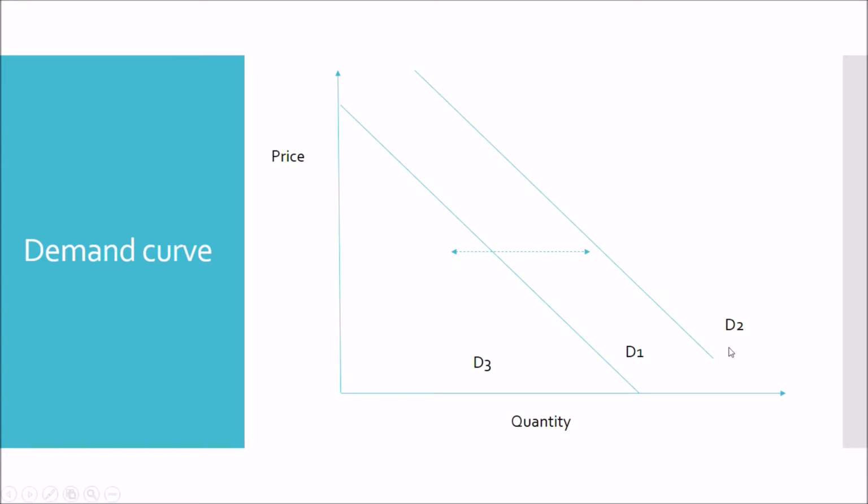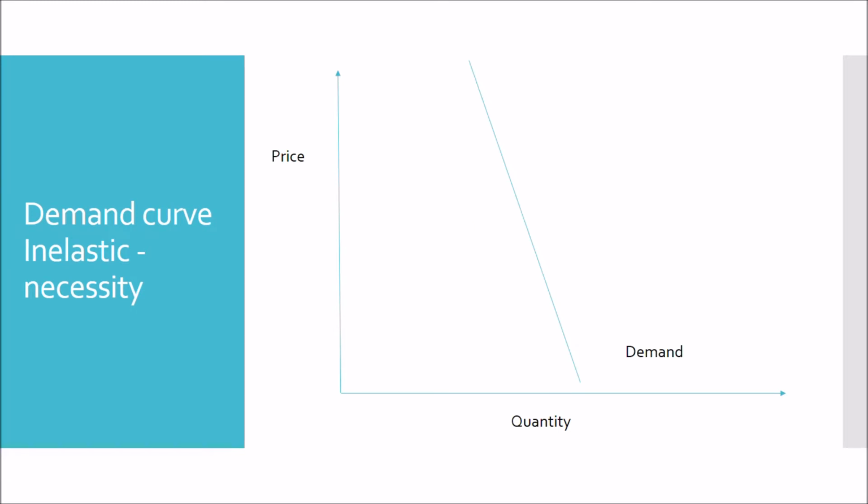And the shift to the right is we've got more. So for the same price, there's more demanded. That's a shift to the right in the demand curve. For the same price, more is demanded, and a shift to the left, for the same price, less is demanded. So shift to the right, shift to the left in our demand curves. This here is an inelastic demand curve. So really it's getting to a necessity. If it was absolutely perfect, we'd have to have it, then it would be a straight line down.